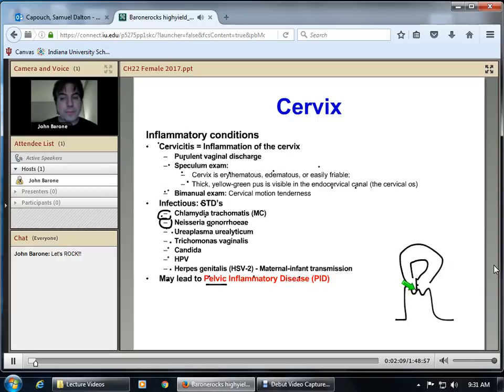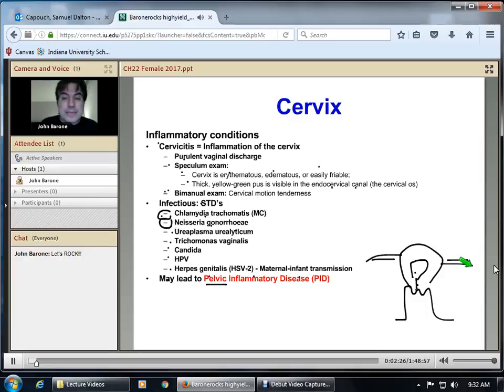So when it goes to the endometrium, it goes up the endocervical canal right here to the endometrial cavity. Now I'm going to get midline pain. That is called endometritis. Endometritis, inflammation of the endometrium, I'm going to have midline abdominal pain.